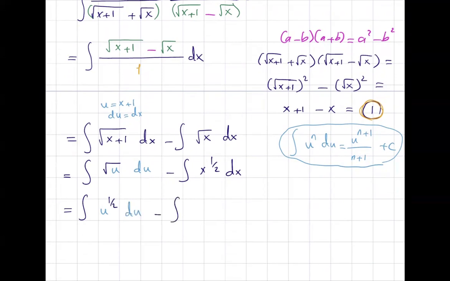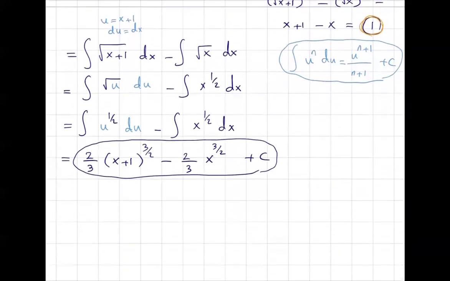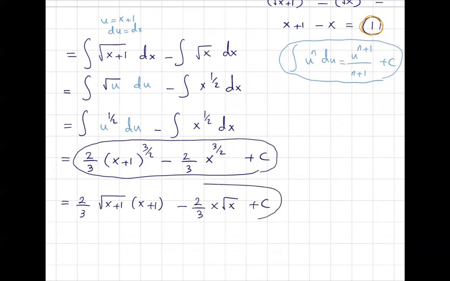minus the integral of x to power a half dx, which in turn is equal to a half plus 1, 3 halves, so you get 2/3 u to power 3 halves, but what is u? U is x plus 1 minus 2/3 x to power 3 halves plus c. You can leave it like this, or you can write it in nicer form, which is 2/3 times square root of x plus 1 times x plus 1 minus 2/3 x times square root of x plus c.